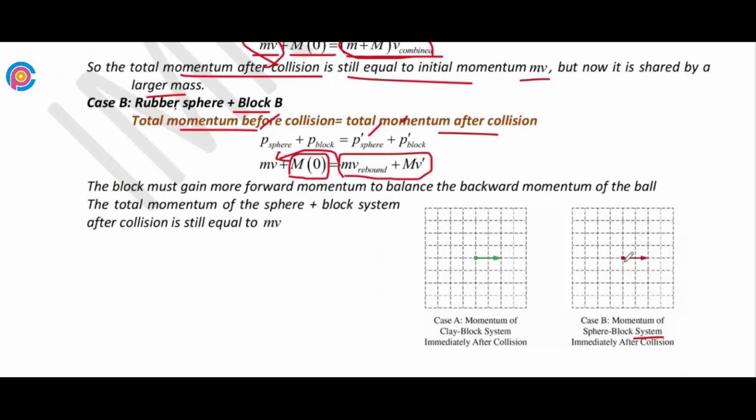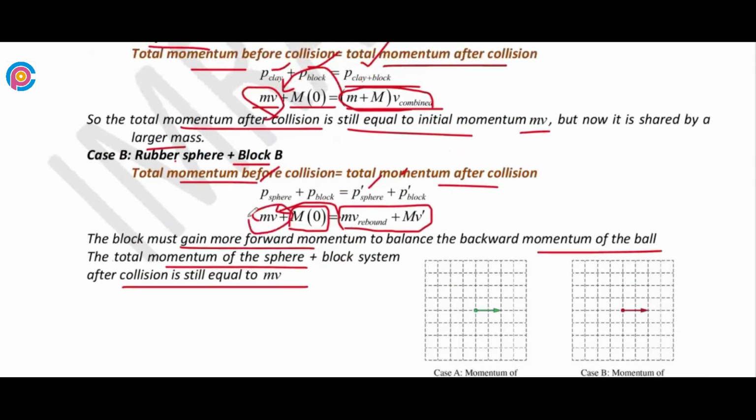So I have drawn the same vector in case B as in case A. If we discuss only individual objects, the block must gain forward momentum to balance the backward momentum of the sphere. Both have momentum, but the total momentum of the system is still equal to mv. So in this case, we draw the same vector as in case A, because in both cases the total momentum is equal to mv.